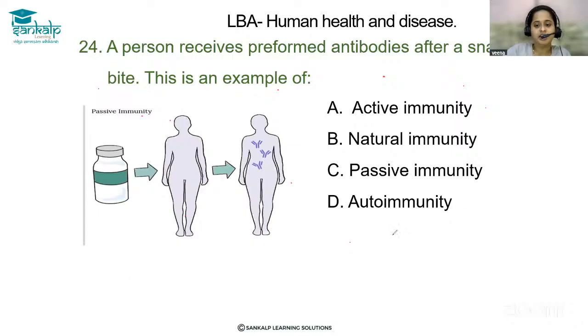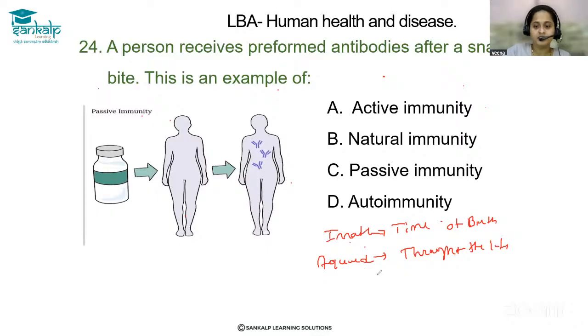In immunity there are two types, innate immunity and acquired immunity. Innate immunity is present at the time of birth, right? Acquired immunity is acquired throughout the life. In acquired immunity there are two types, active and passive.